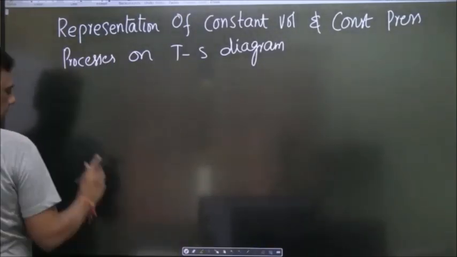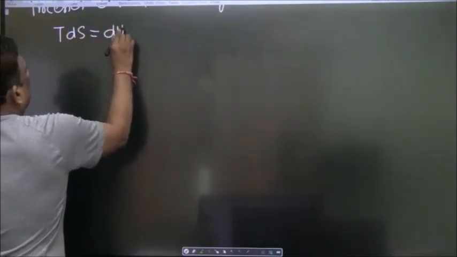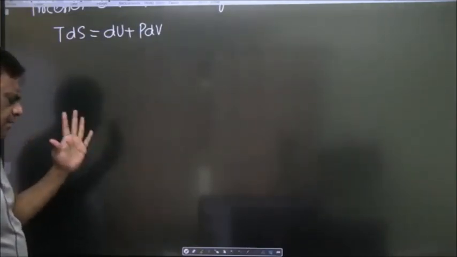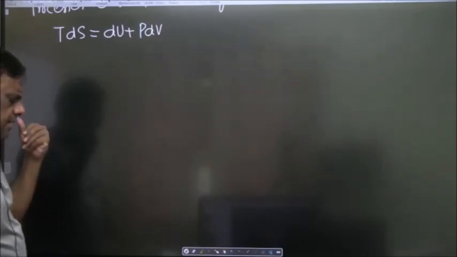We know, my dear students, TdS is equal to du plus PdV, and this is the most generalized equation I can use for any process, any system, any working fluid.